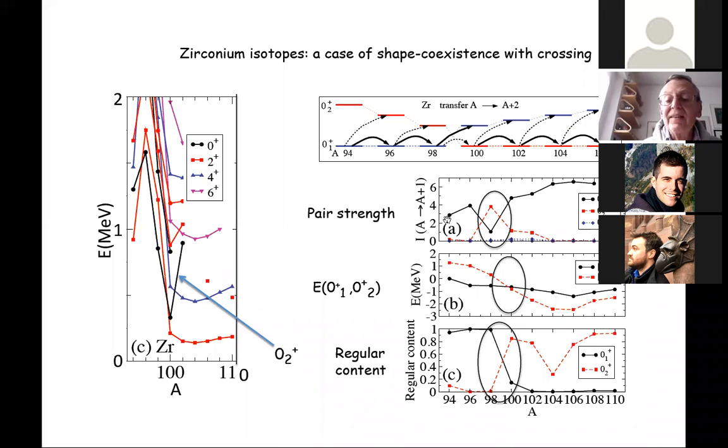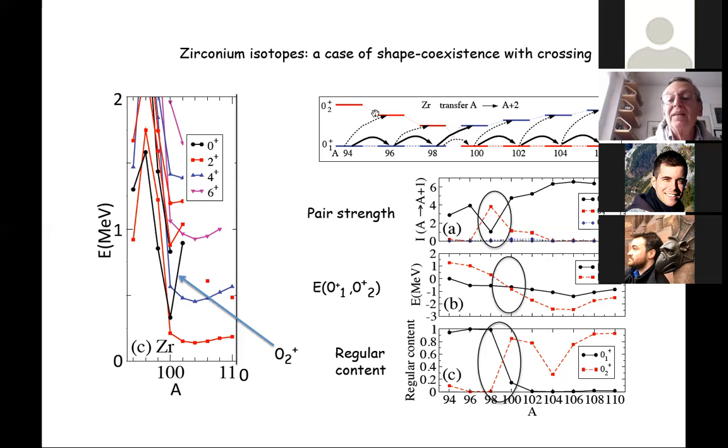The situation favors the ground-to-ground transition, but precisely not at the crossing point. At the crossing point, the ground-to-ground strength becomes relatively small, and there is a prediction for a strong population of the 0+ state.